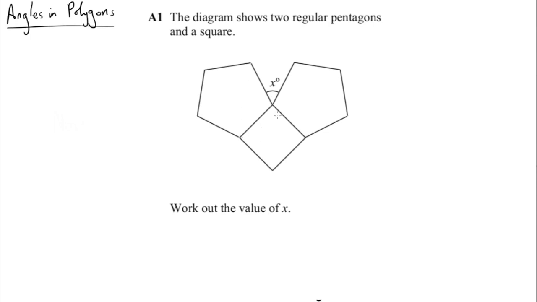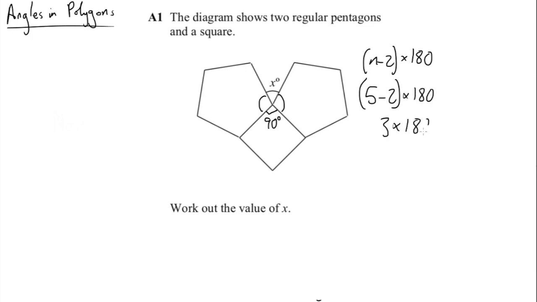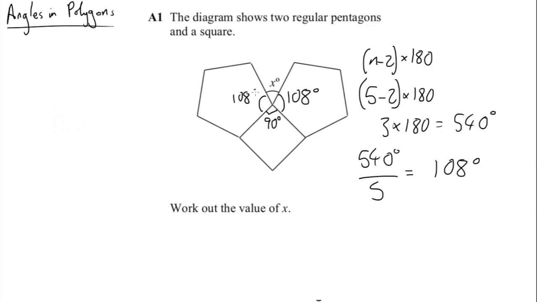So if we think about a square, we can work out what the interior angle in a square is, and that should be quite obvious. We don't need to do all the working. We know that's 90 degrees. However, for a pentagon, let's have a think about this. So the interior angle for a pentagon, we're going to start with n minus 2 times 180. So we have 5 minus 2 times by 180. And that gives me 3 times 180, which is 540 degrees. If I do 540 degrees divided by 5, I get 108 degrees. So we know that this angle here is 108. This one here must also be 108.